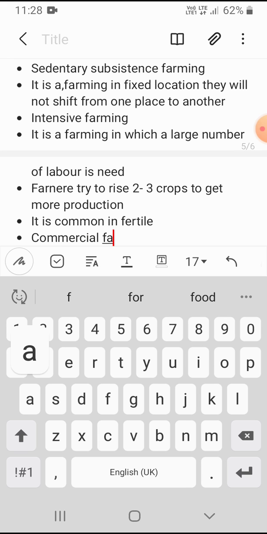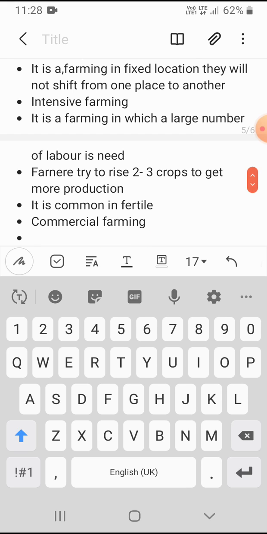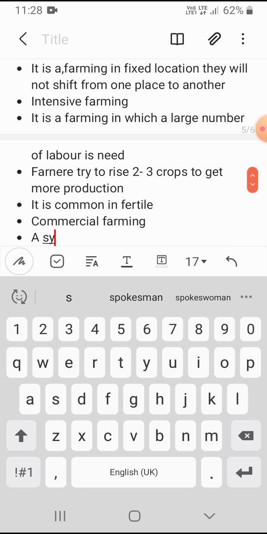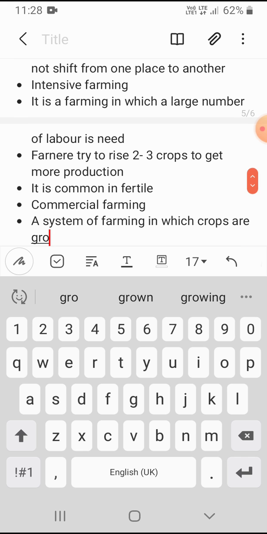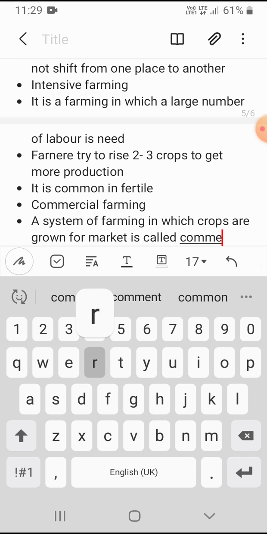And next, after intensive farming, is commercial farming. What is this farming? It is a system of farming in which crops are grown for market. They grow the crops for market purpose, and this is called commercial farming.